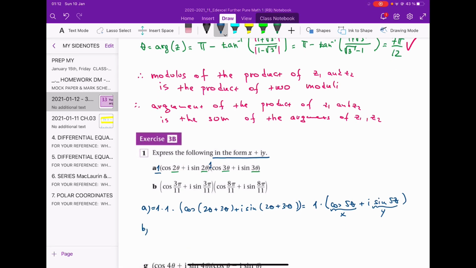But when you look at case B, it's a similar story. Again, there is 1 and 1 as the moduli. So 1 times cosine, and I just add the arguments directly here, okay?